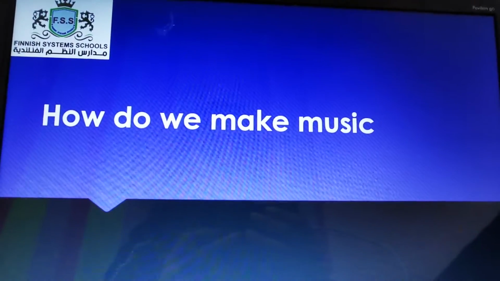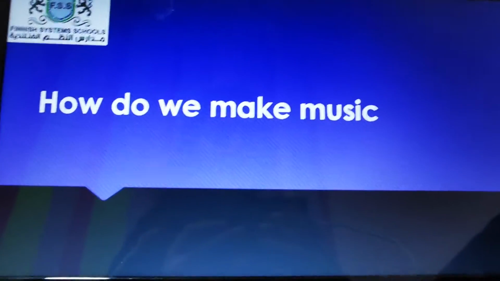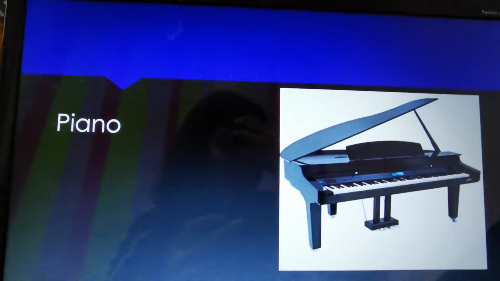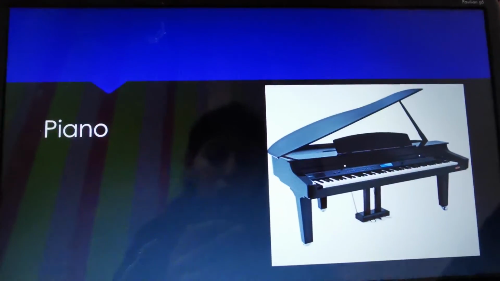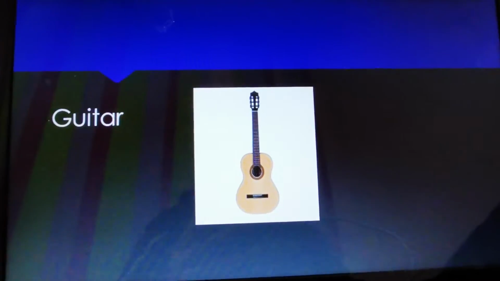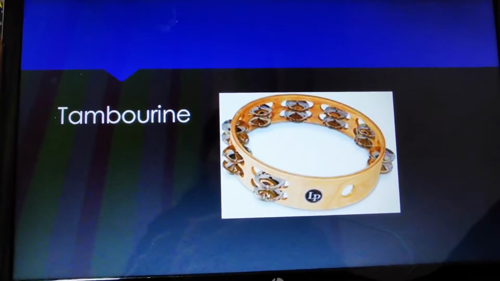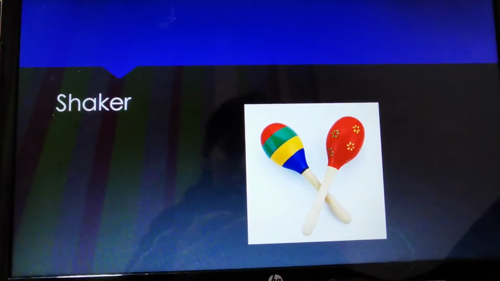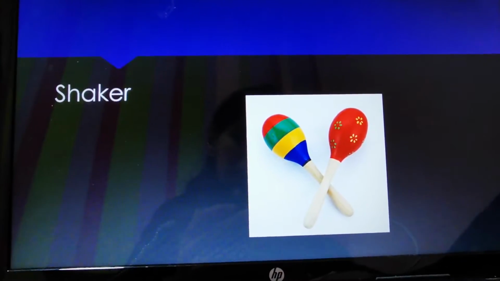Yes, it's sounds that the instruments or tunes produce. Let's see. What's the musical instrument? First of all, piano. Secondly, guitar, flute, tambourine, drums, shaker. Are you ready to sing and to see the musical instruments? Let's go!